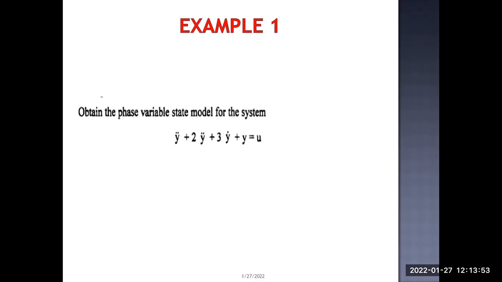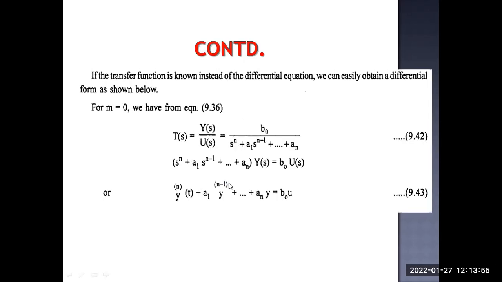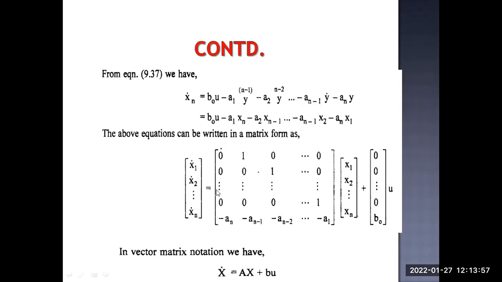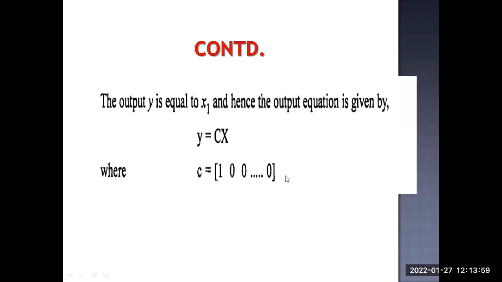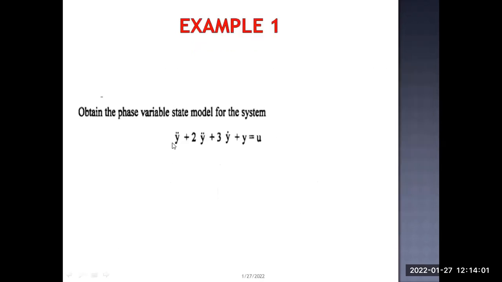Similarly to how we have just represented this, this is the general form. This is nth order, but here it is basically third order: y triple dot plus 2y double dot plus 3y dot plus y equals u. Please try to solve this.